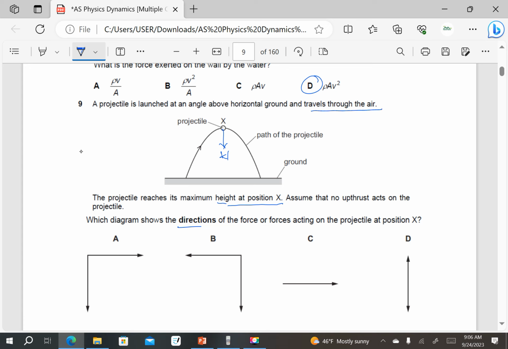It is traveling through air. If it is traveling through air and it has been projected onto this side, because it is moving to the right, it means the air resistance must be in the opposite direction.